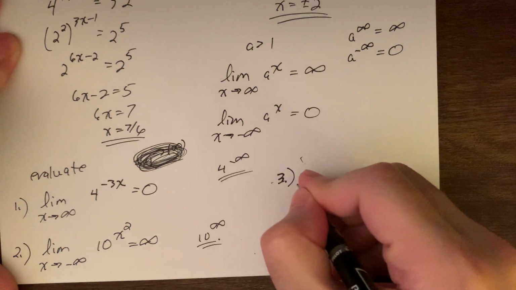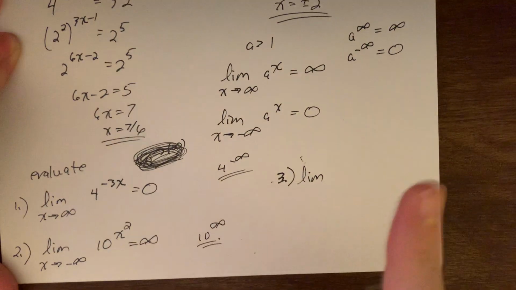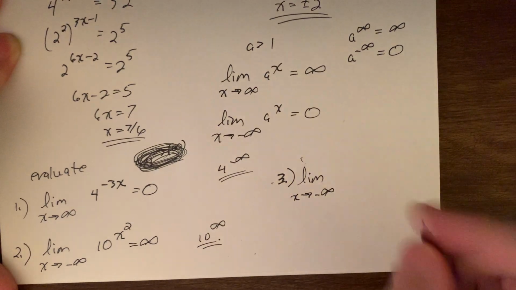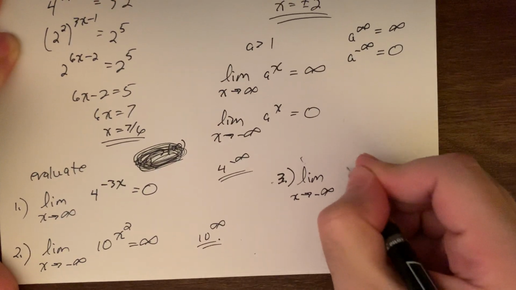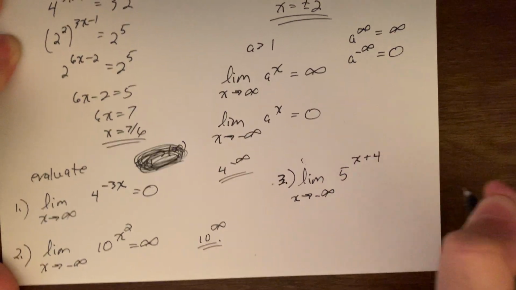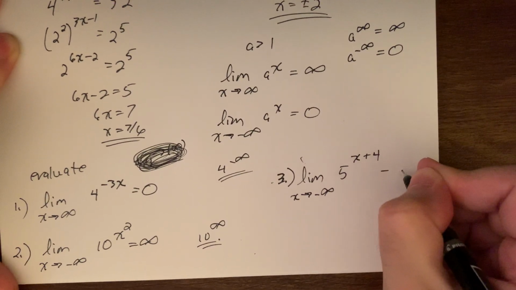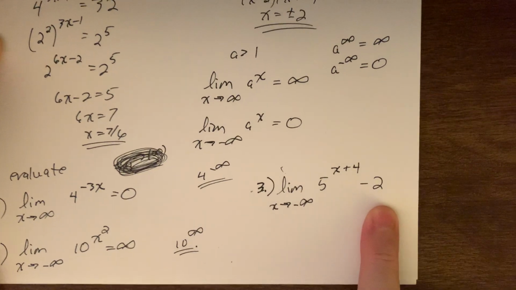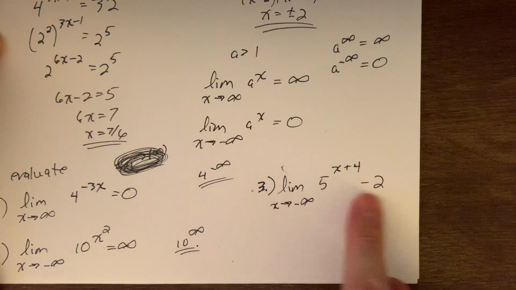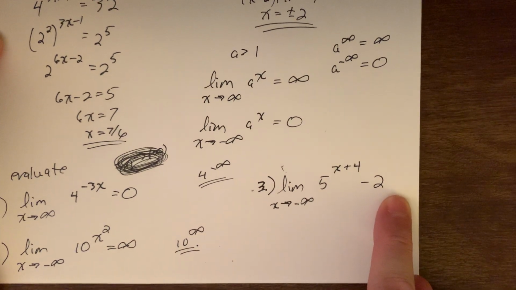So number 3, let's let the limit as x approaches minus infinity of 5 to the x plus 4, and then I've got a minus 2 at the end here. Plus 4 is up here, part of the exponent, minus 2 just hanging along at the end.